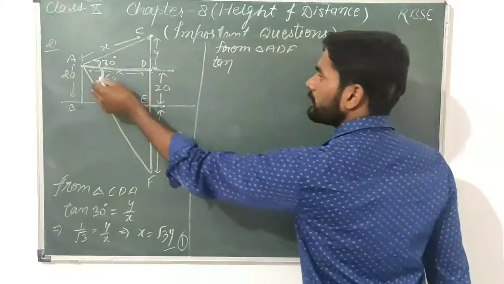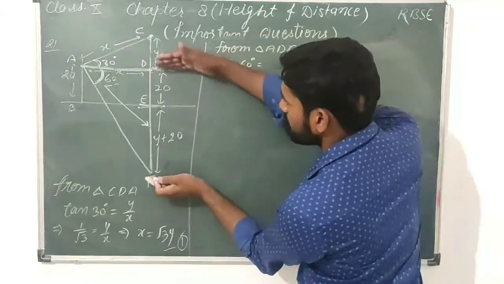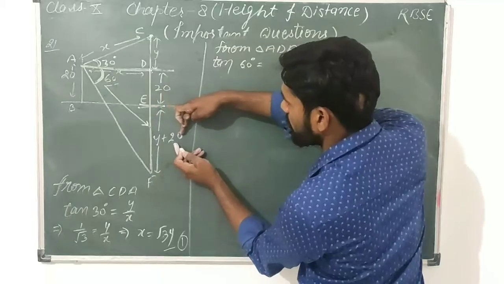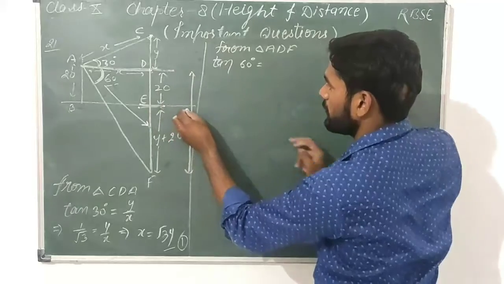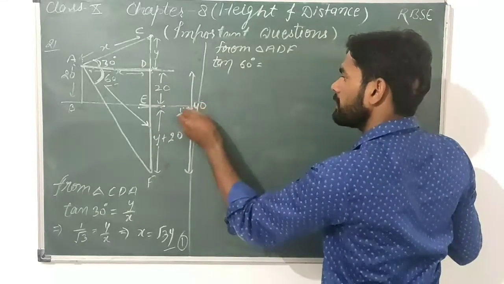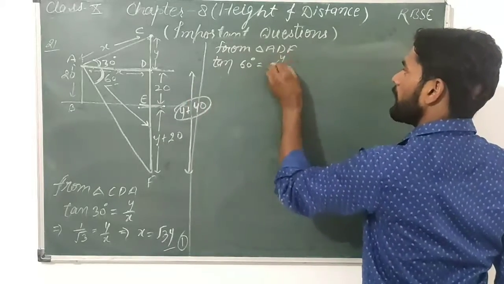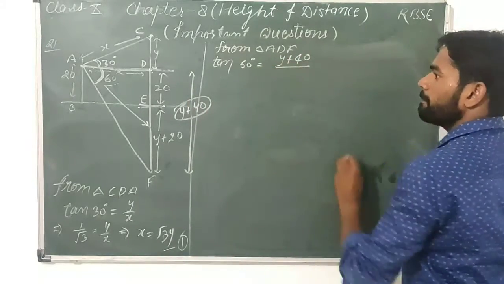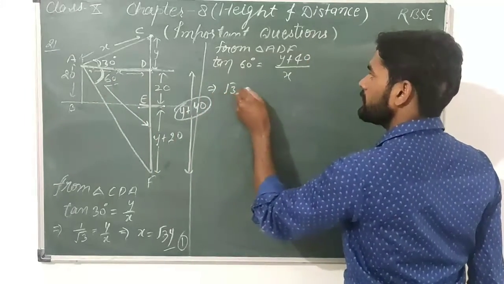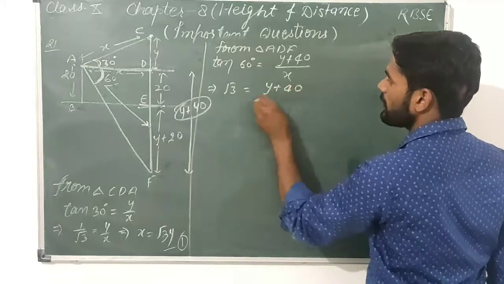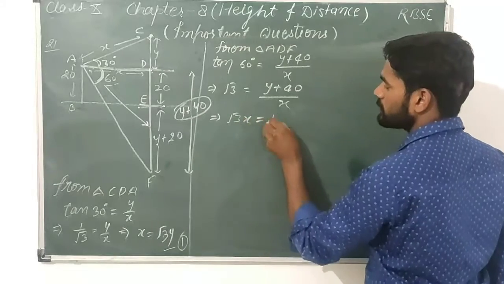tan 60 degree is equal to, now the length from here to here, it is y plus 20 from here to here, y plus 20 plus 20, then it is y plus 40. So perpendicular is y plus 40 upon base x. Tan 60 is under root 3, which is equal to y plus 40 upon x. Cross multiply, root 3 x is equal to y plus 40.